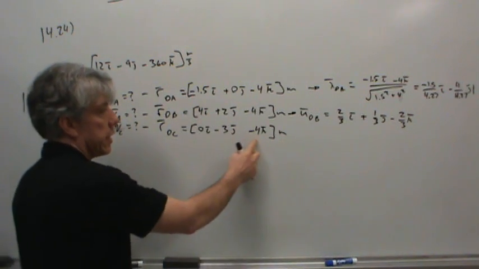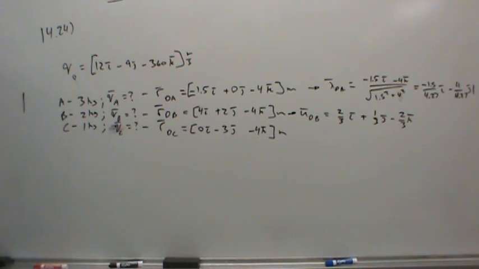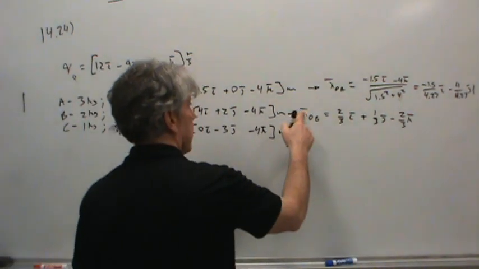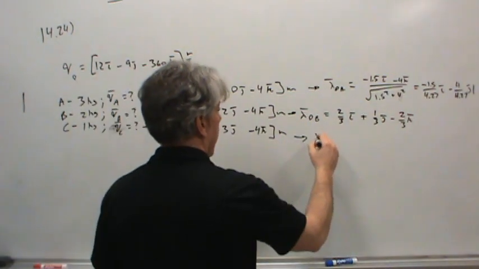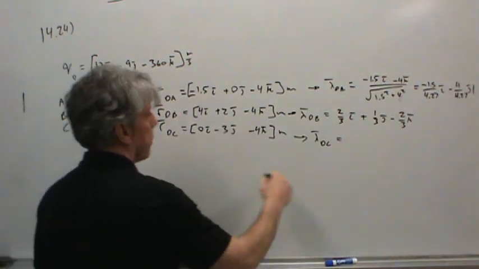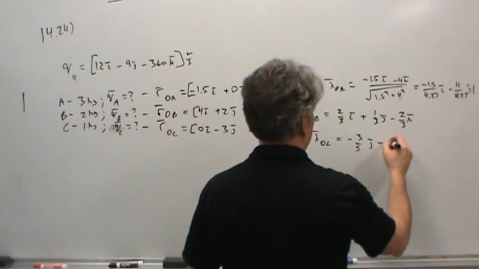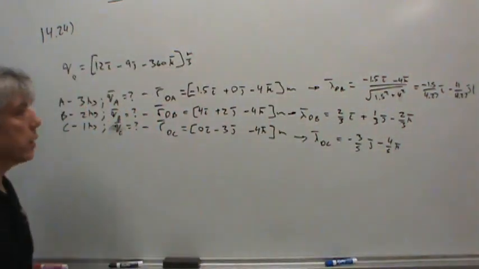Similarly here, what's the length of this vector? You should start to recognize 3 squared plus 4 squared square root is 5, isn't it? There's a 3, 4, 5 triangle. So, and let me switch to the author's current terminology. So lambda from D to C, that's just going to be negative 3/5 J minus 4/5 K. Okay, so I've got unit vectors.